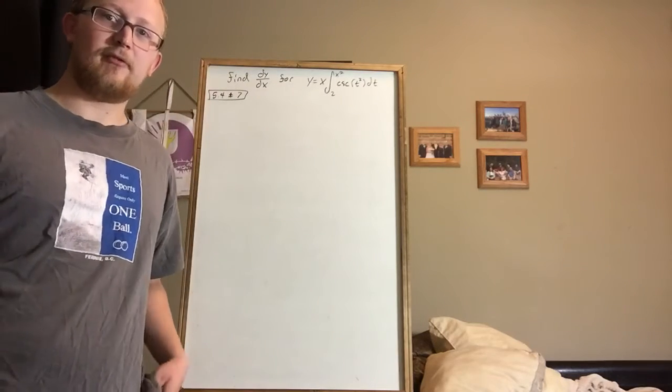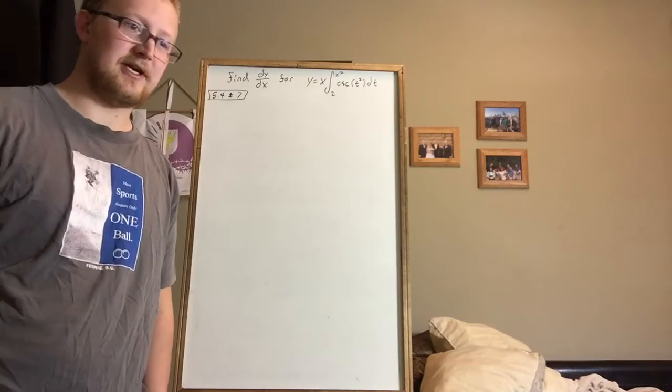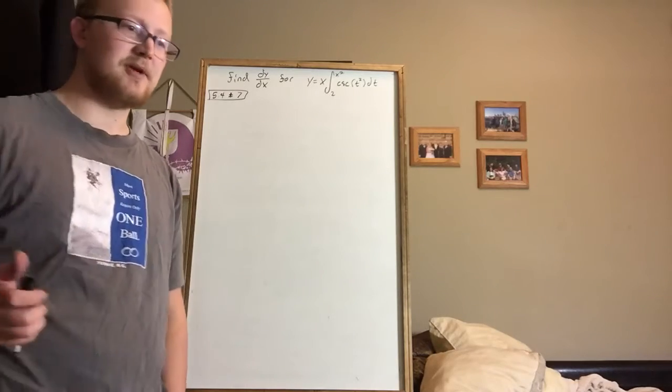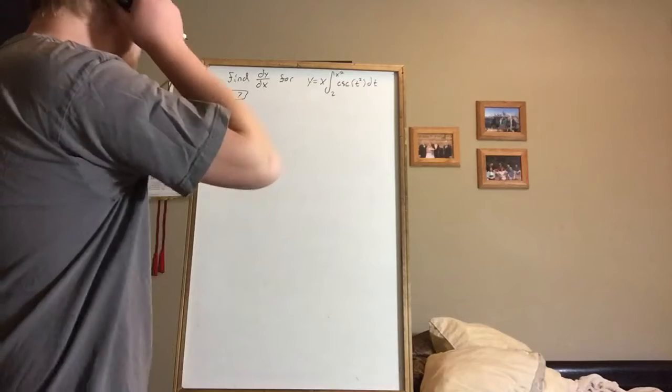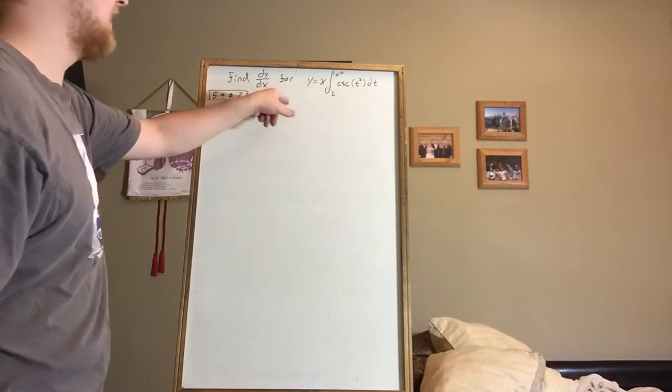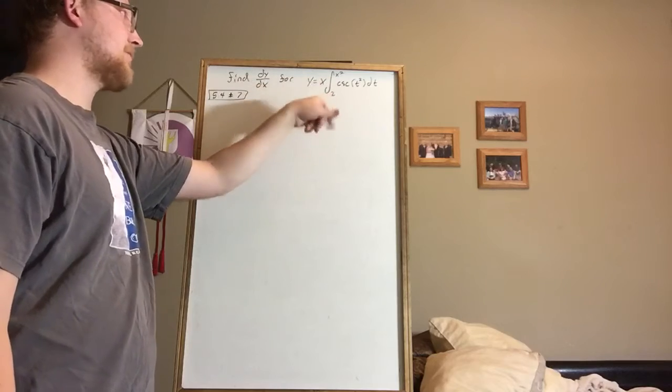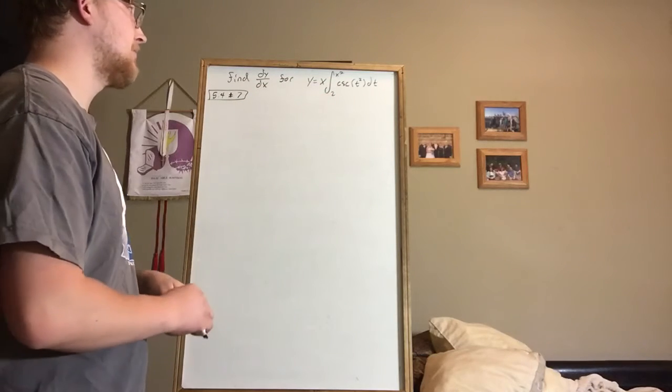Alright, this is 5.4 problem number 7, probably the trickiest problem from 5.4 that I could find. It stumped me. Alright, so find dy/dx for this function: y equals x times the integral from 2 to x squared of cosecant t squared with respect to t.